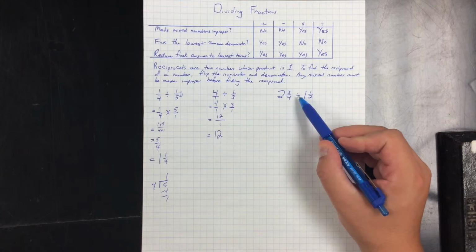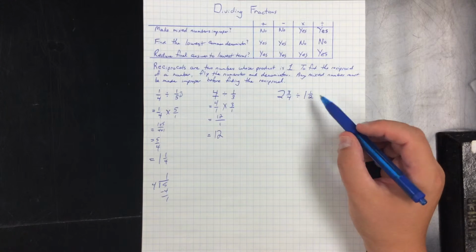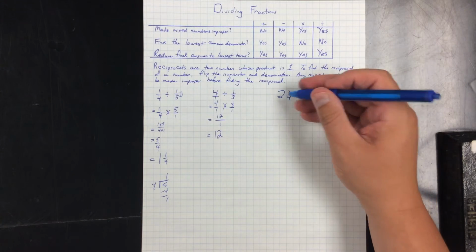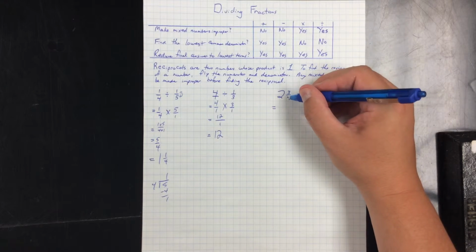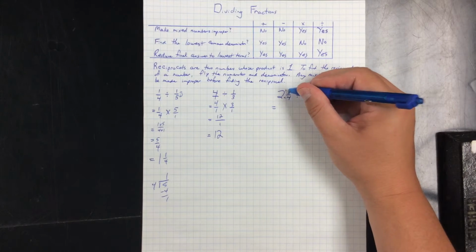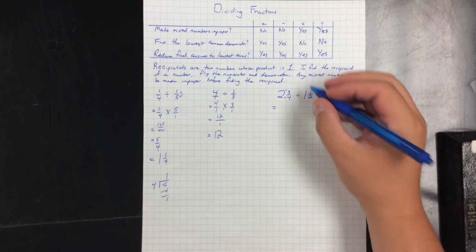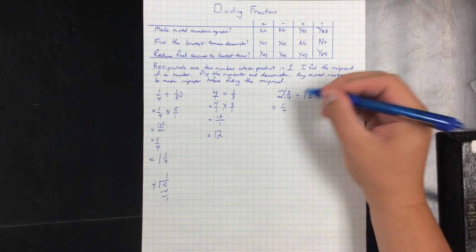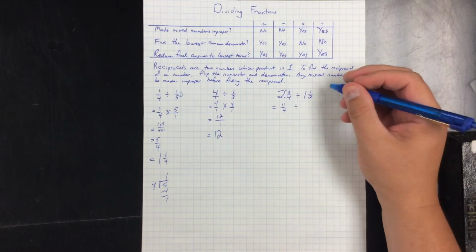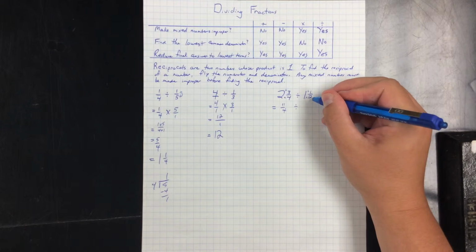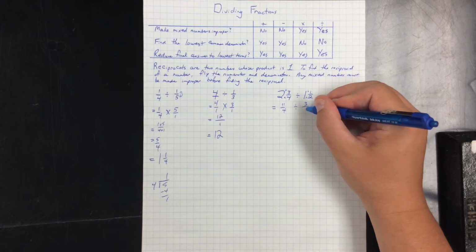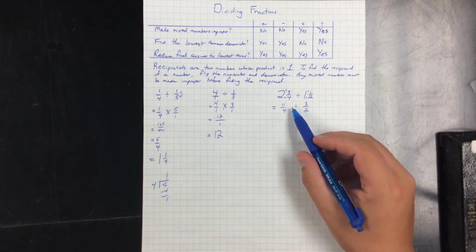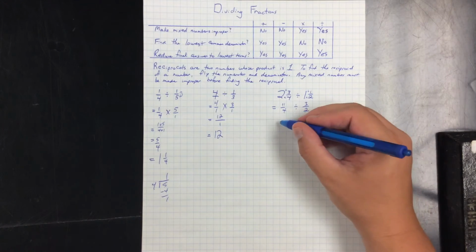All right, 2 3/4 divided by 1 1/2. So I want to take my numbers and make them improper. So 4 times 2 plus 3. So 8, 9, 10, 11. 11/4. I can leave it as division for now. 2 times 1 is 2, plus 1 is 3. 3/2. So I have 11/4 divided by 3/2.